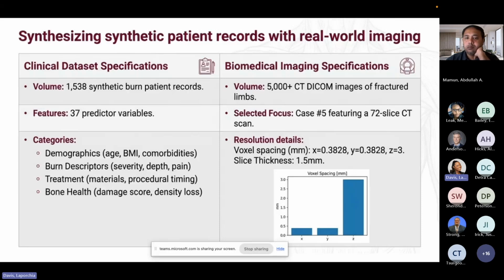For the CT imaging data set, I looked at about 5,000 images, where I focused on 72-slice knee scans for detailed analysis. This data set came from a professor at the University of South Dakota, who granted me access to the images he has been collecting from about 24 different patients. I also included the resolution details, which cover the voxel spacing and the slice thickness.